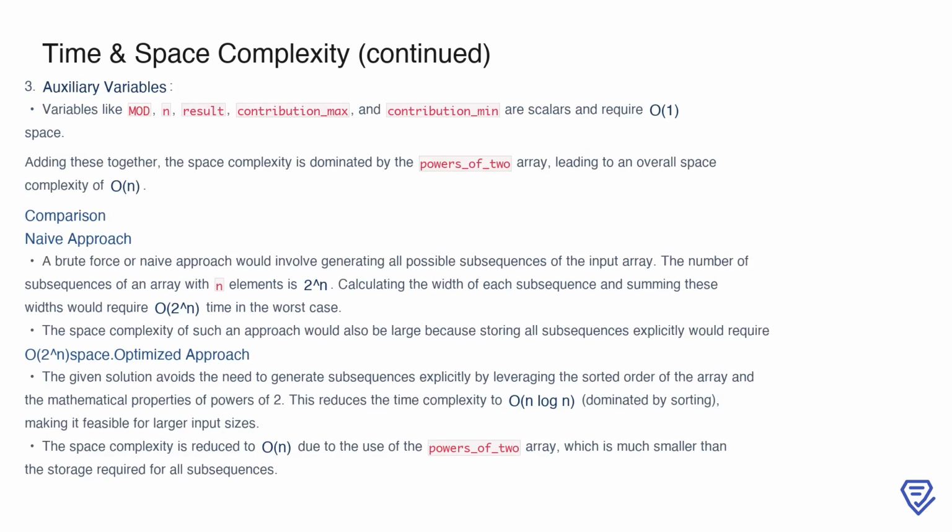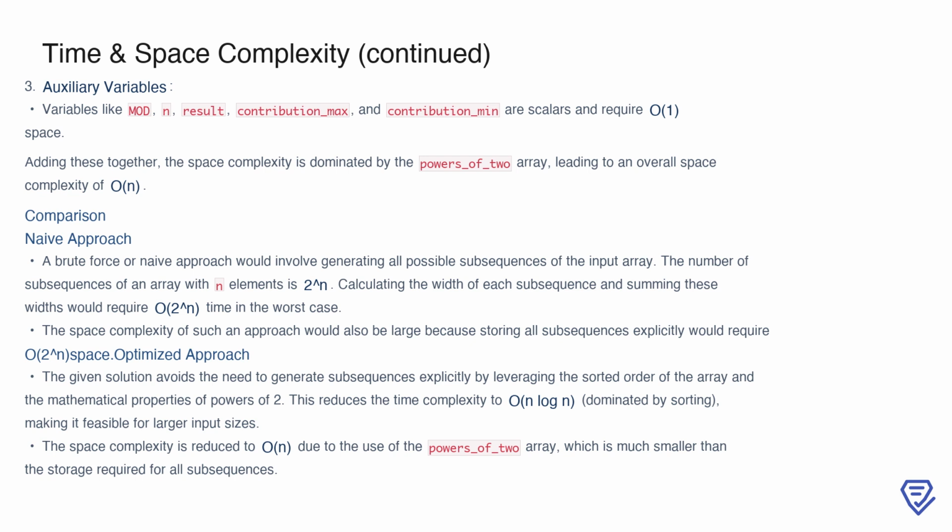Additionally, we need to consider auxiliary variables such as mod, n, result, contribution_max, and contribution_min. These are scalar variables, meaning they require only O(1) space. When we combine these factors, the space complexity is dominated by the powers_of_2 array, which takes O(n) space. Comparing this optimized approach to a naive solution helps highlight the efficiency of our method.